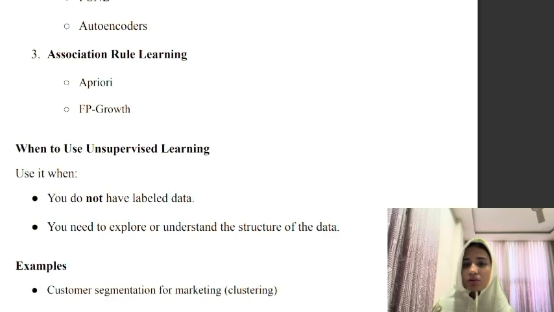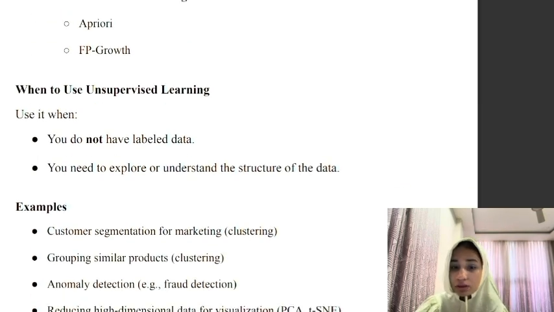When to use unsupervised learning? You use it when you do not have labeled data, like when you do not know what the output will be for a particular input, and you need to explore or understand the structure of the data. For example, we use it for finding patterns.